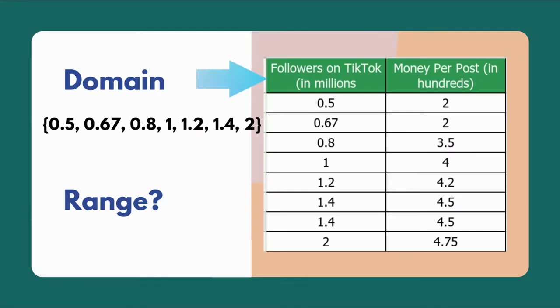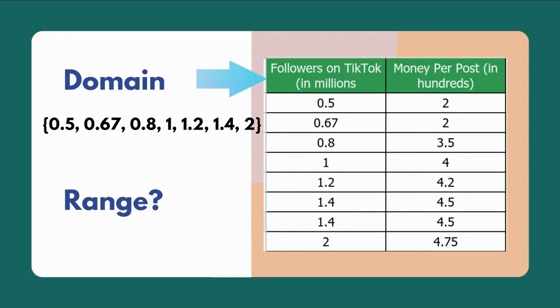So let's go back to our TikTok example. Our domain is all of the x values, or all of the followers on TikTok in millions. And when we write the domain of a non-continuous function, we list our domain from least to greatest. And if there are any domain values that repeat, we only write those numbers once.